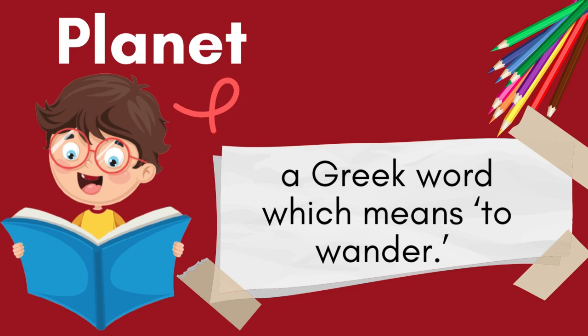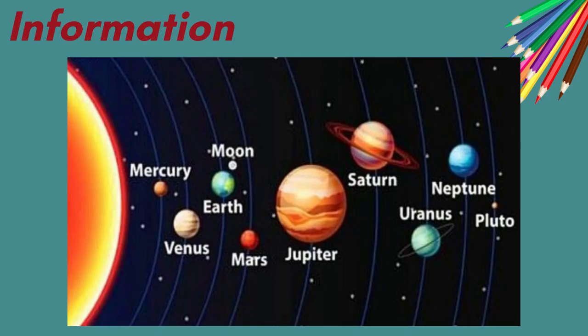Planet is a Greek word which means to wander. A heavenly body is considered a planet if it is massive, spherical, has atmosphere, revolves around the Sun, shines by reflected light, and has no light of its own. Our solar system has 8 planets which are classified into inner and outer planets. Inner or terrestrial planets are Mercury, Venus, Earth, and Mars. The outer or gaseous planets are Jupiter, Saturn, Uranus, and Neptune.